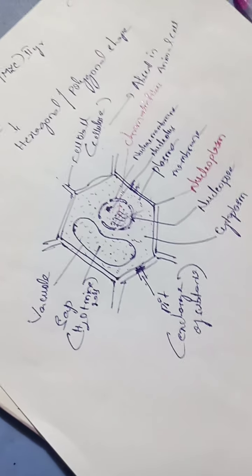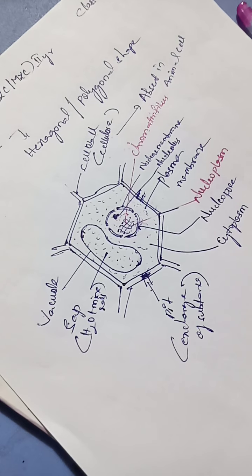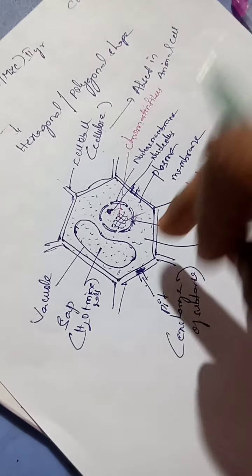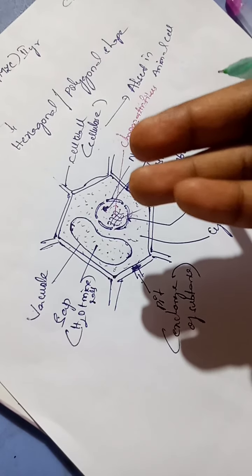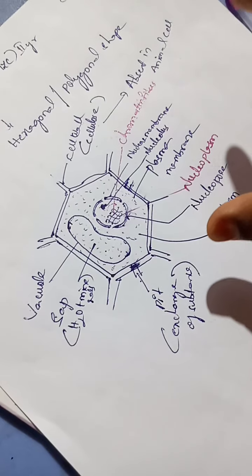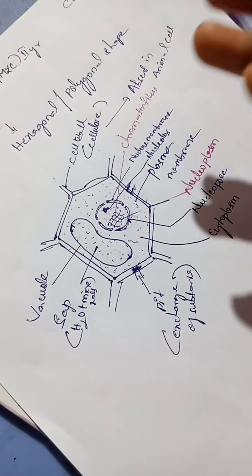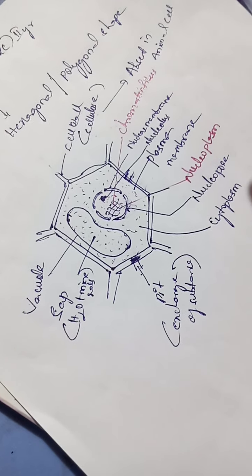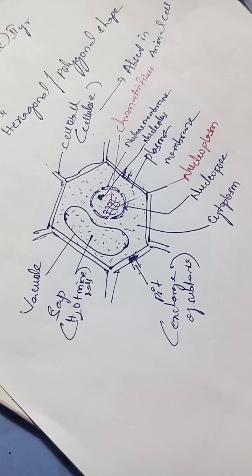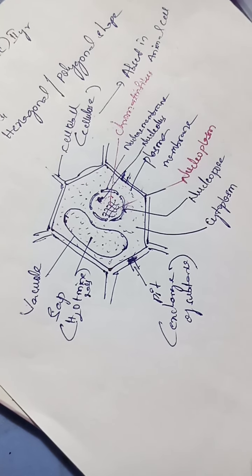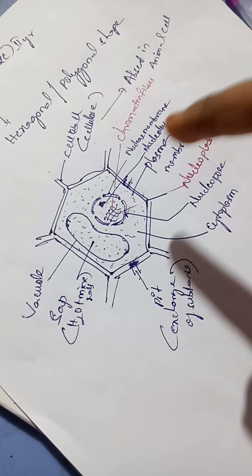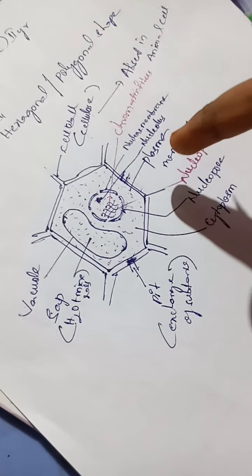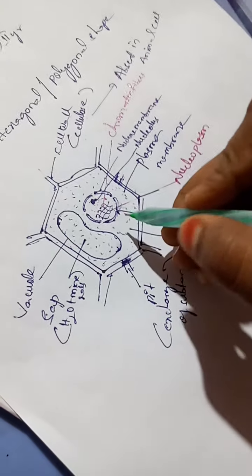Inside the cytoplasm, as I said yesterday while explaining the animal cell, there are other cell organelles present. The cell organelles have their own function, like mitochondria, Golgi body, endoplasmic reticulum, ribosomes, lysosomes, everything we discussed. Those cell organelles are also present in the plant cell, and every cell organelle has its own function. So now we are going to discuss the cell organelles in the cytoplasm of the plant cell also.